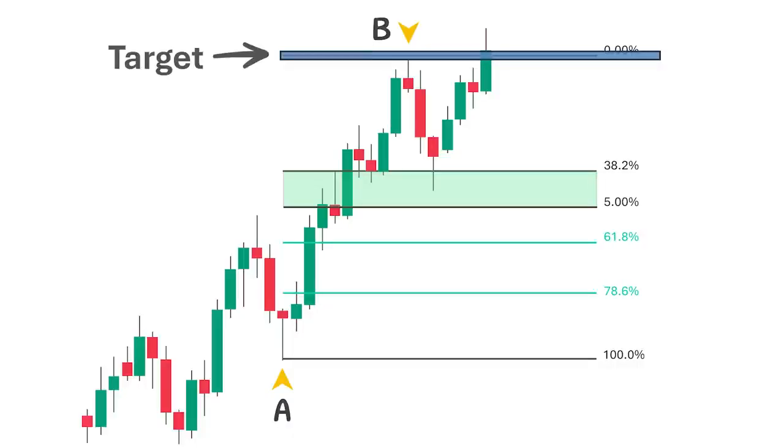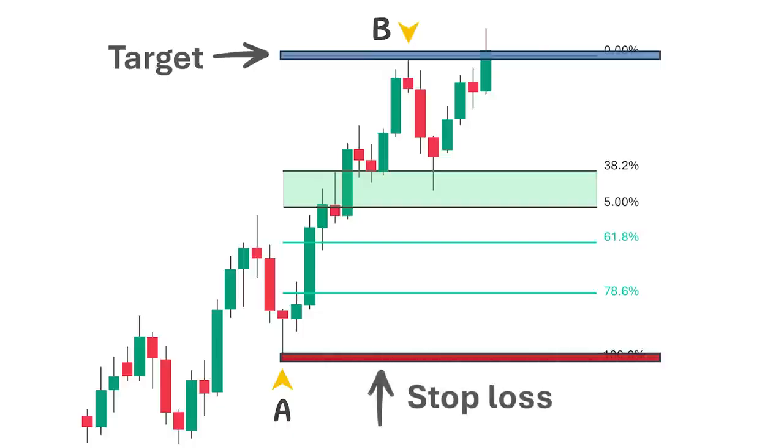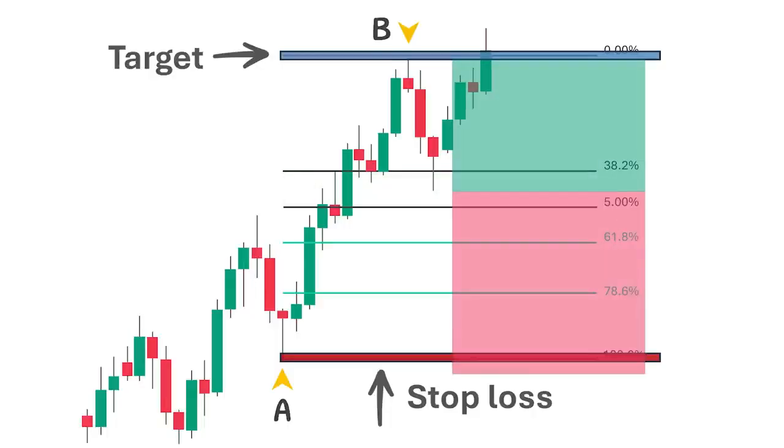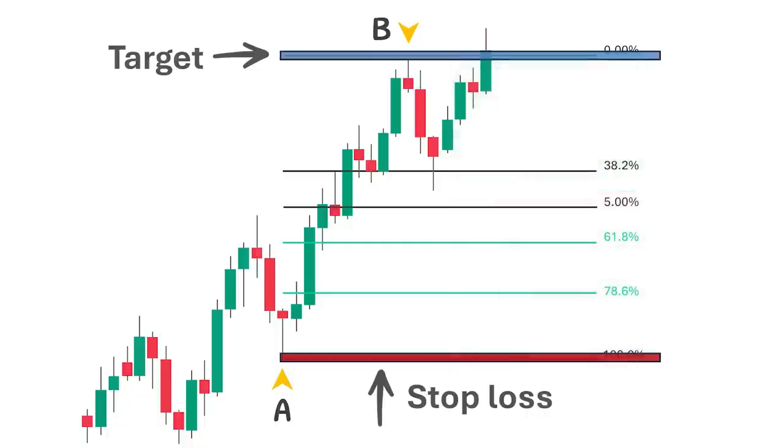At the same time, the safest place for our stop loss is below this low. The closer our stop loss is to this low, the safer the trade becomes. As a result, entering within this zone often gives us a poor risk-to-reward ratio, and it's simply not worth the risk. We want our risk to be small and our potential reward to be much larger.